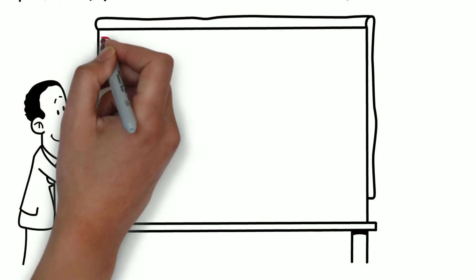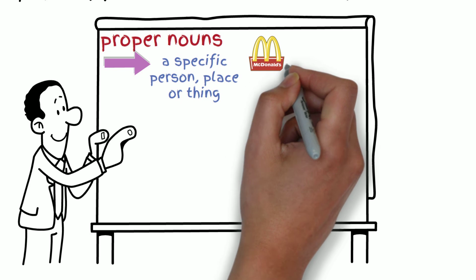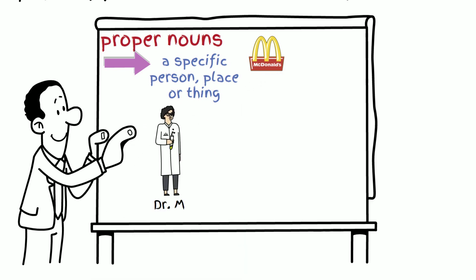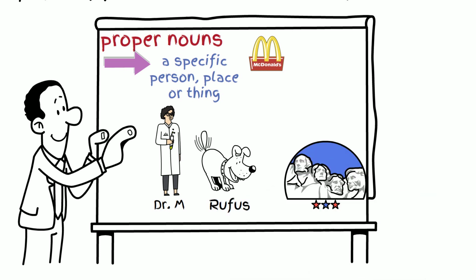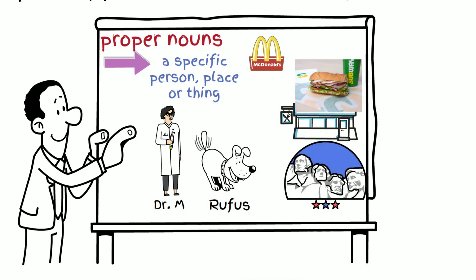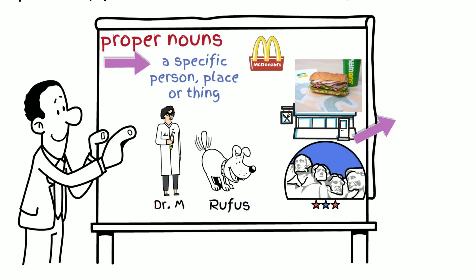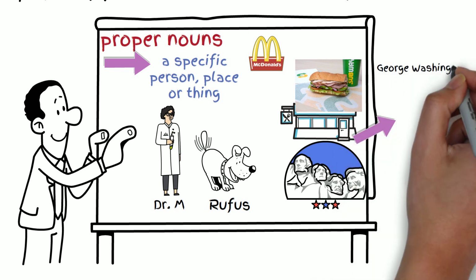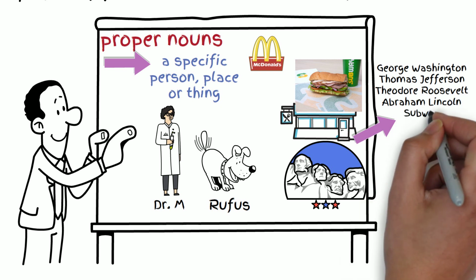Now that you understand common nouns, let's look at proper nouns. A proper noun is a specific or exact person, place, or thing. Some examples include McDonald's, a doctor's title, Mr. or Mrs., the name of your pet, Presidents of the United States, Subway, or any specific restaurant. Even the names of mountains would be considered proper nouns, just like the picture of Mount Rushmore with George Washington and other presidents carved into the earth.